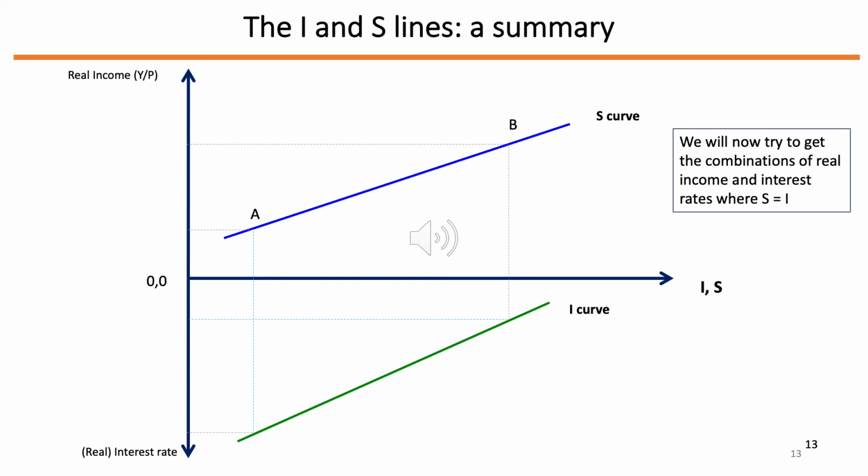In order to obtain the IS line, we will now try to get the combinations of real interest rates and real income for which savings are exactly equal to investment. That's what we're going to try to do in the next slide. So notice here that in point A, interest rates are very high and real income is very low, whereas in point B, real interest rates are much lower and real income is much higher than before. So that's the relation that we need to summarize in a single diagram, and that I will show you in the next slide.